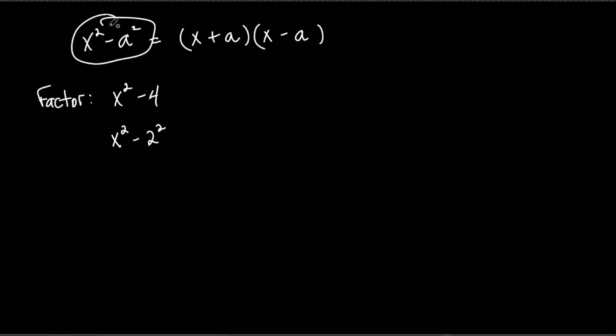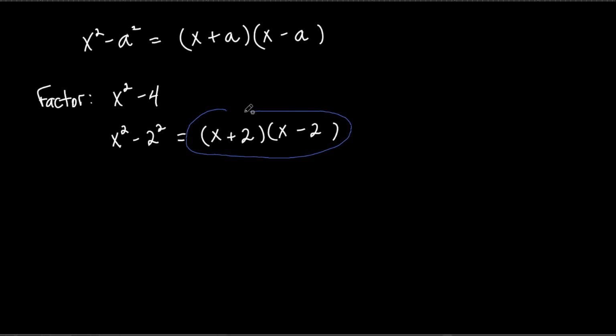So now it looks like a difference of 2 squares. Do you agree? And now we just stick it into our little formula. I guess you can call it a formula, I don't know if it's really a formula or not. But I always like to put a plus and a minus. Put the x here and the x here. And what's being squared? A 2. So you put a 2 here and a 2 here. And that's it. It's factored. You can't do anything else with that. And that's your answer.